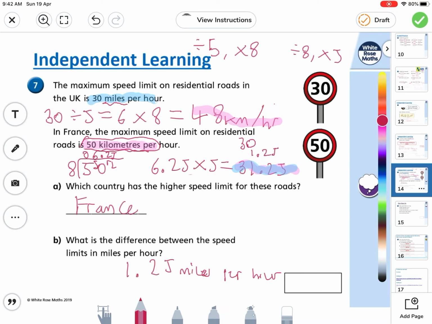Sorry for that messy writing. I need to charge my pen. Yeah, so well done if you managed to get them.